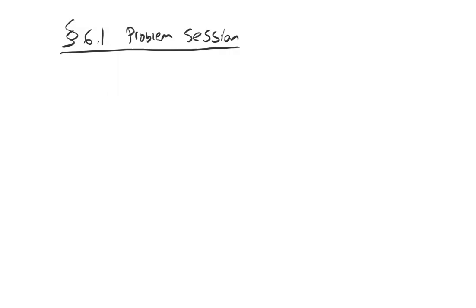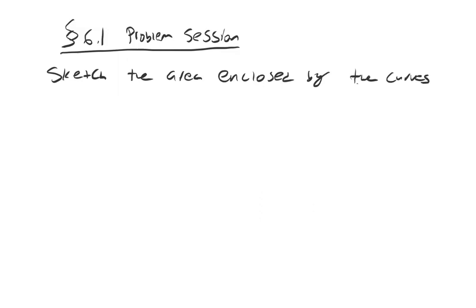So we have this problem. We want to sketch the area enclosed by the following curves. We have x is equal to 45 minus 5y squared, and x is equal to 5y squared minus 45.